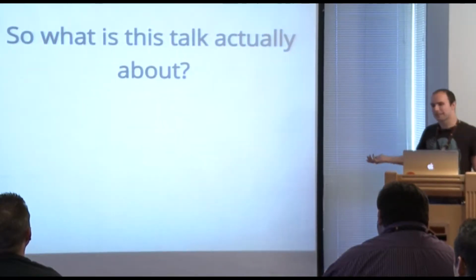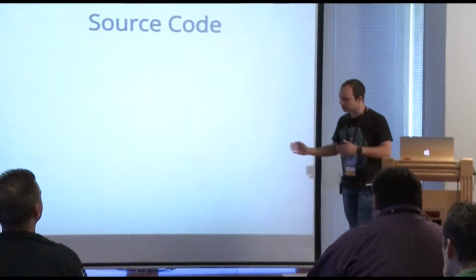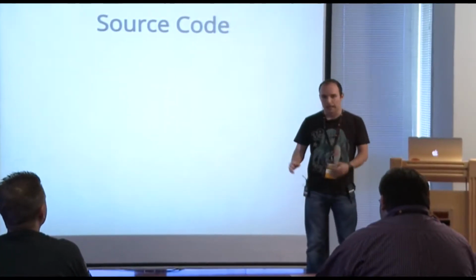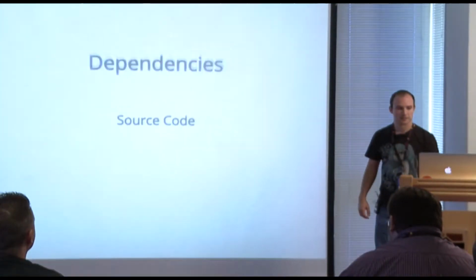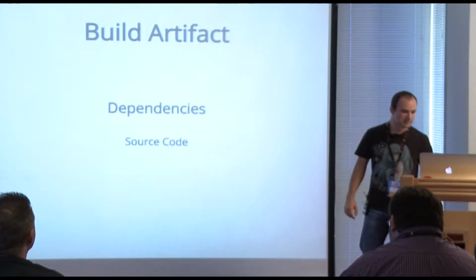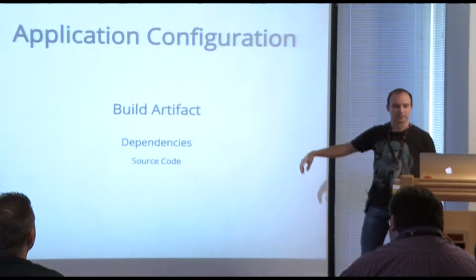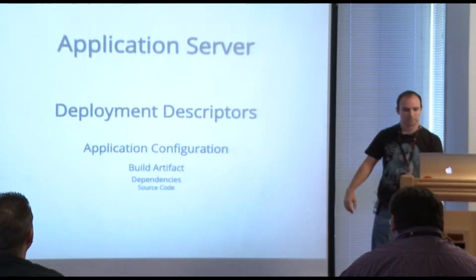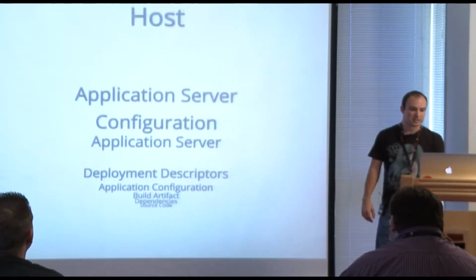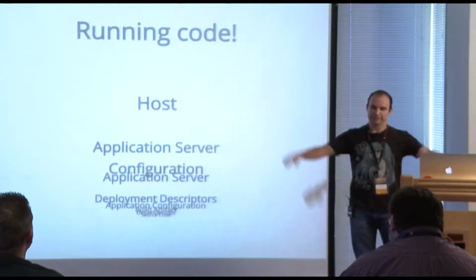So what's this talk actually about? It's pretty much exactly that. I've got some source code, I want to run it. What do I need to do? So source code. We write our business logic, all of our wonderful business rules, purchasing system, ordering system, client management system. Next step, gather our dependencies, build our artifact, configure our application, write some deployment descriptors, put it in an app server, configure the app server, put it on a host. Production!